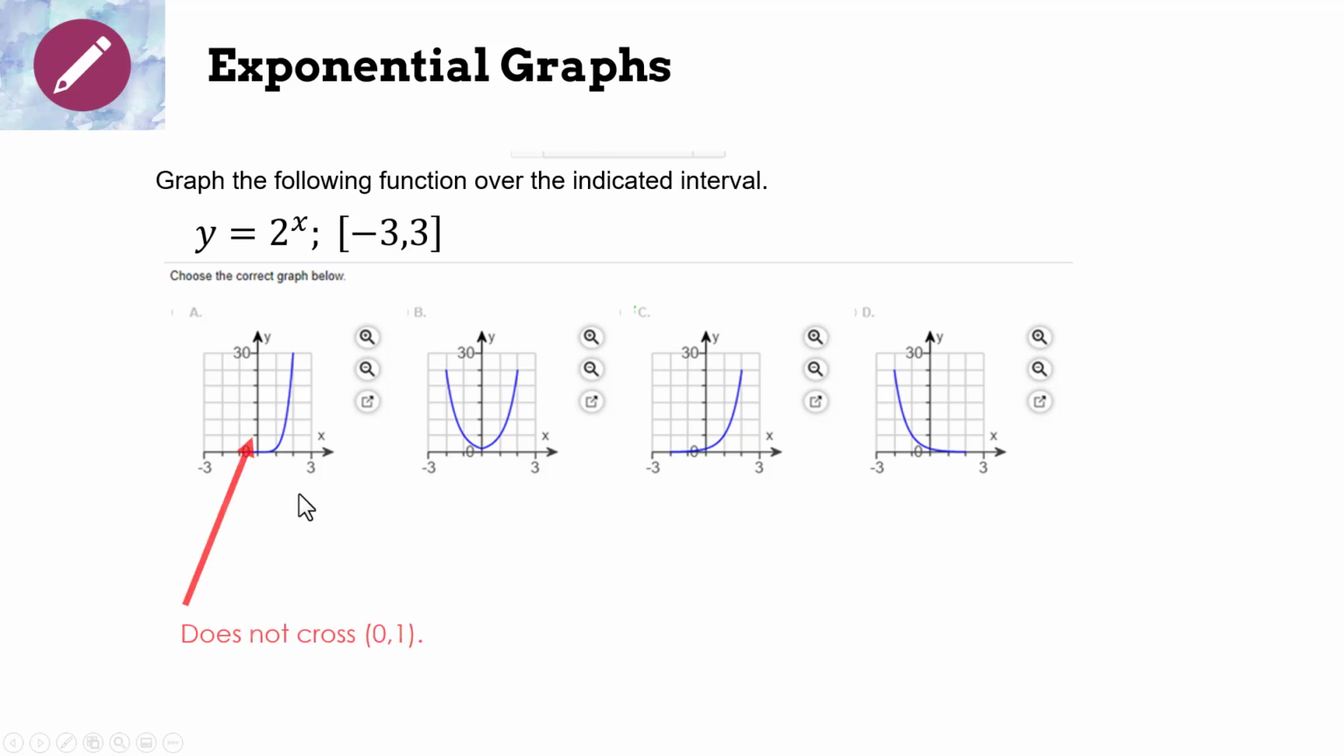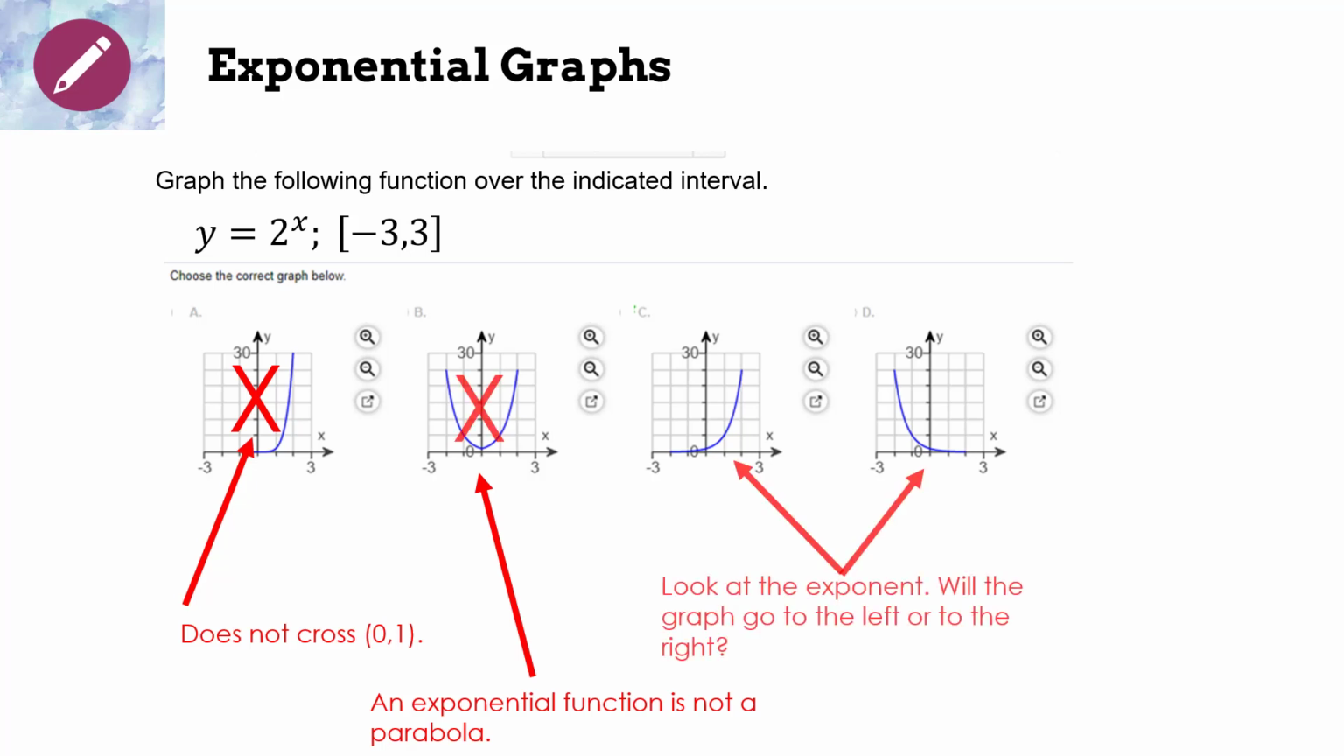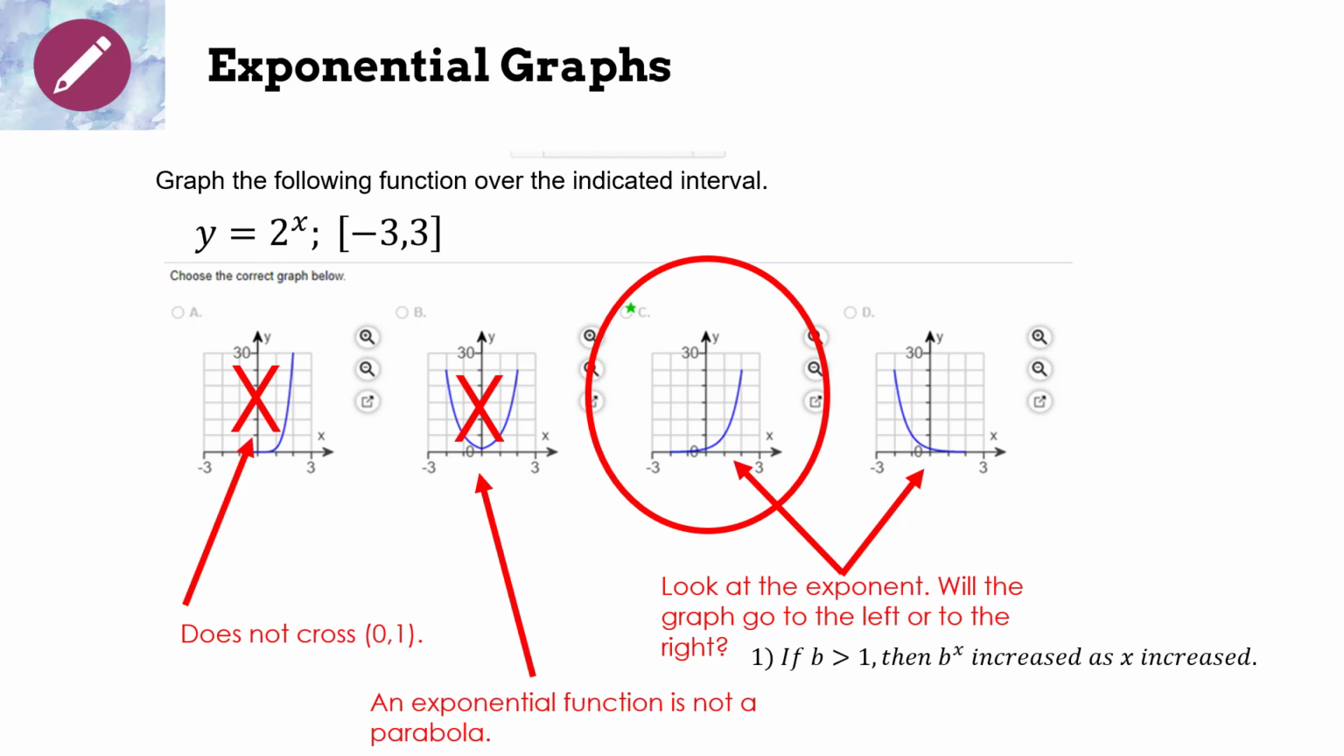Let's look at A. Does it cross 0, 1? Nope. So it can't be that one, because all of our exponential functions cross at 0, 1. What about B? Well, an exponential function is not a parabola, so it can't be that. So we need to look at the last two. Look at the exponent. Will the graph go to the left or to the right? If b is greater than 1, then b to the x increases as x increases. And that is C.